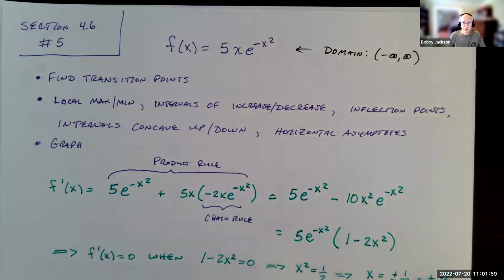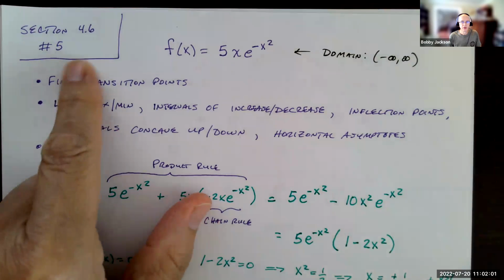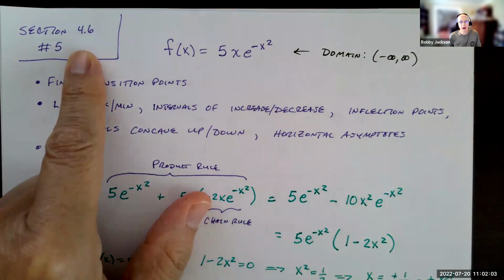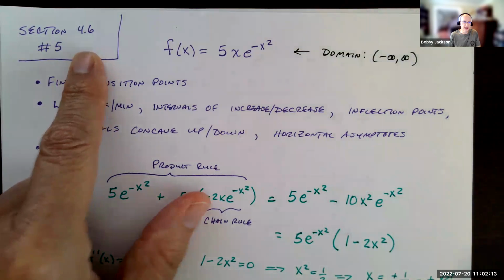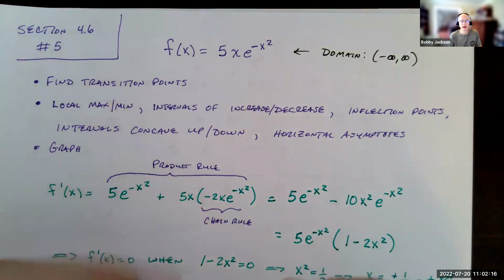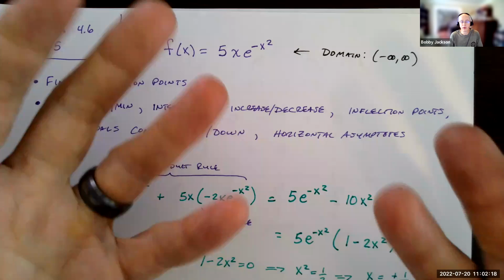Hey guys, we're going to look at number 5 in section 4.6 of Achieve. Section 4.6 really summarizes or synthesizes together sections 4.3, 4.4, and 4.5. So it's going to take all those things and put them all together at one time. It's kind of a review in a sense of those things.